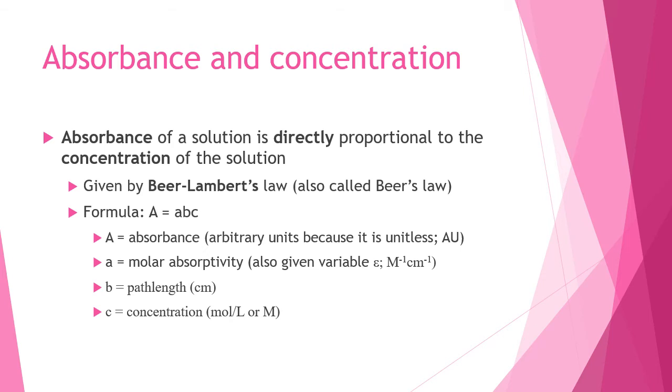b stands for the path length, literally how much of the solution do you have to go through. For example, if the solution was contained within a container that was 1 centimeter in width, then the path length would be 1 centimeter. c stands for concentration. For Beer's law, it is traditional that we use molarity for the concentration unit here rather than any of the other concentration units.